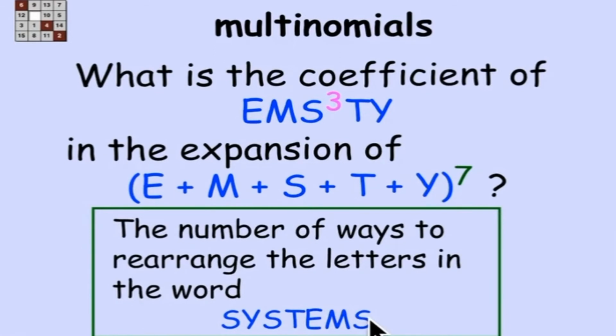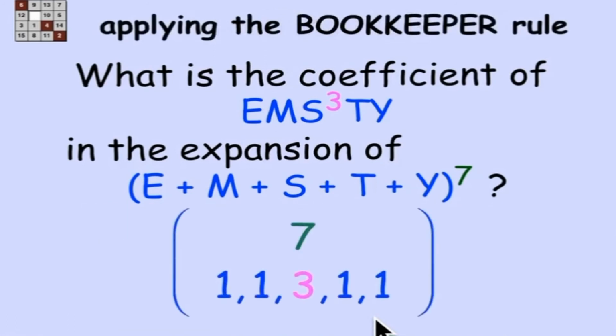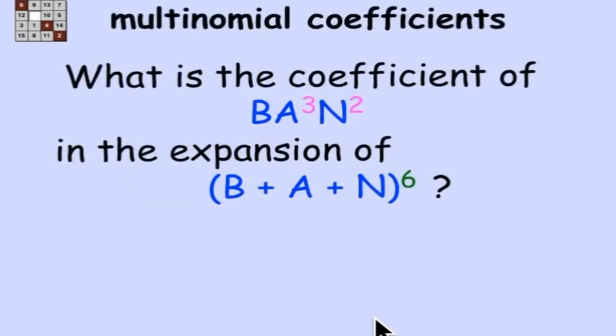It's the word systems, which is why we chose it to be rememberable. How many ways are there to rearrange the letters in the word systems? By the bookkeeper rule, there are 7 choose 1, 1, 3, 1, 1. Okay, let's do another example.